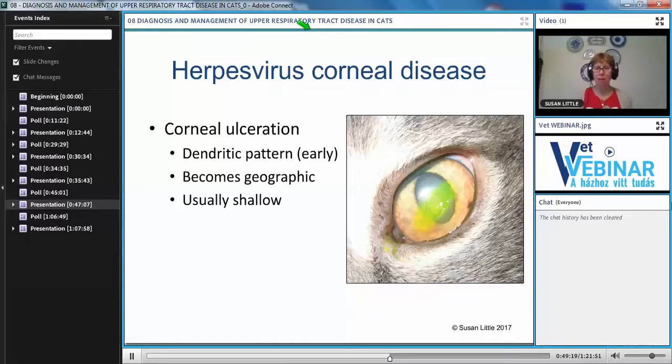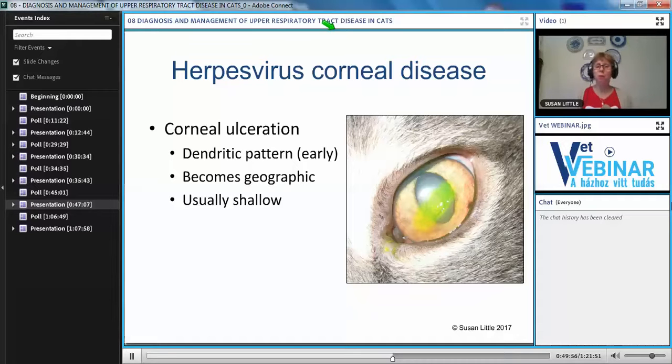Very early on, it might have a dendritic pattern, a branching pattern, but most of us don't see these cases early enough to see that. Only a few times in my career have I actually seen that dendritic pattern. So usually by the time you and I see the patient and we're staining the eye, it's got what's called a geographic pattern, and that just means it's some sort of irregular shape, like in this patient. So that would be more typical. Usually shallow, but we're going to look at some examples of much more severe corneal disease.